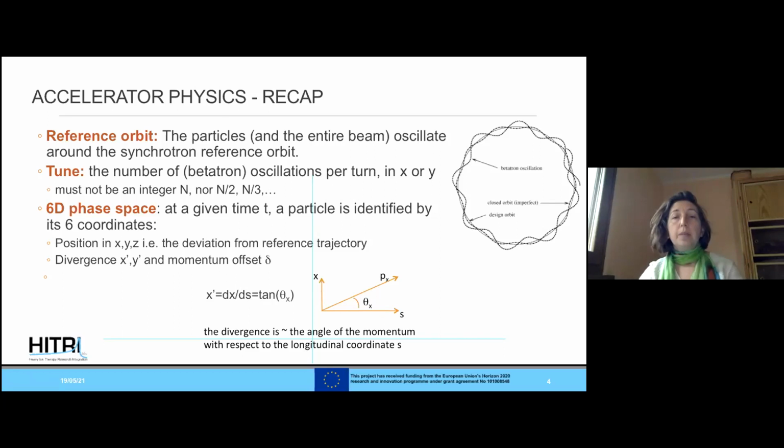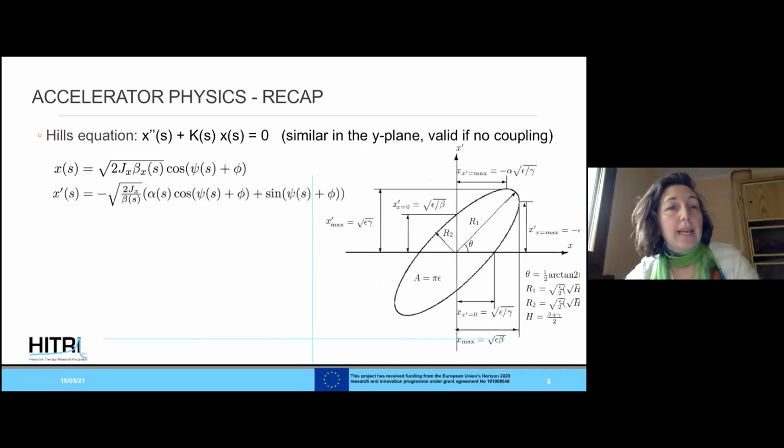Now, if the beam is not coupled in the 3 planes, instead of talking of the 6D phase space, you can analyze 2D subspaces. 2D is more manageable. And then if you stay in 2D, and there is no coupling, you can, by putting together all your elements in the ring, you saw it yesterday from Mariusz, write the so-called Hill equation.